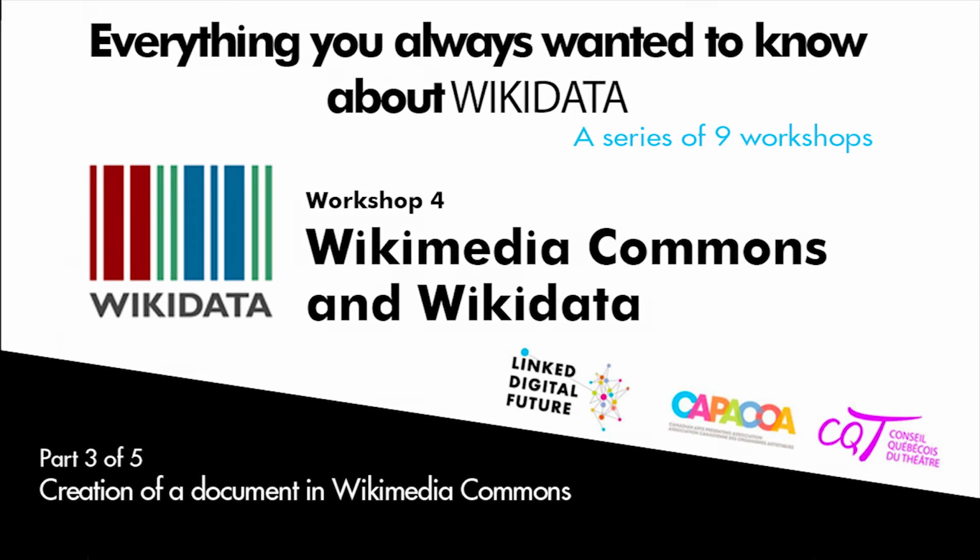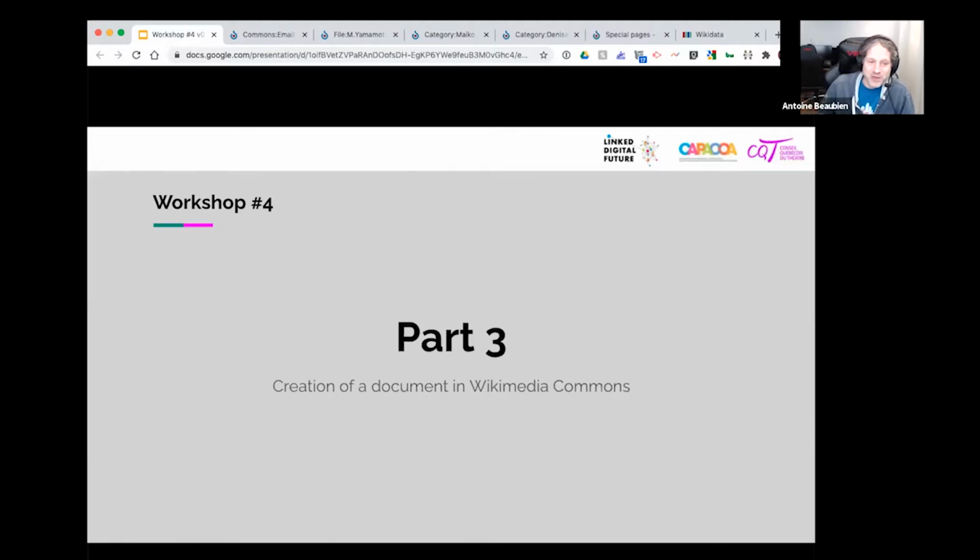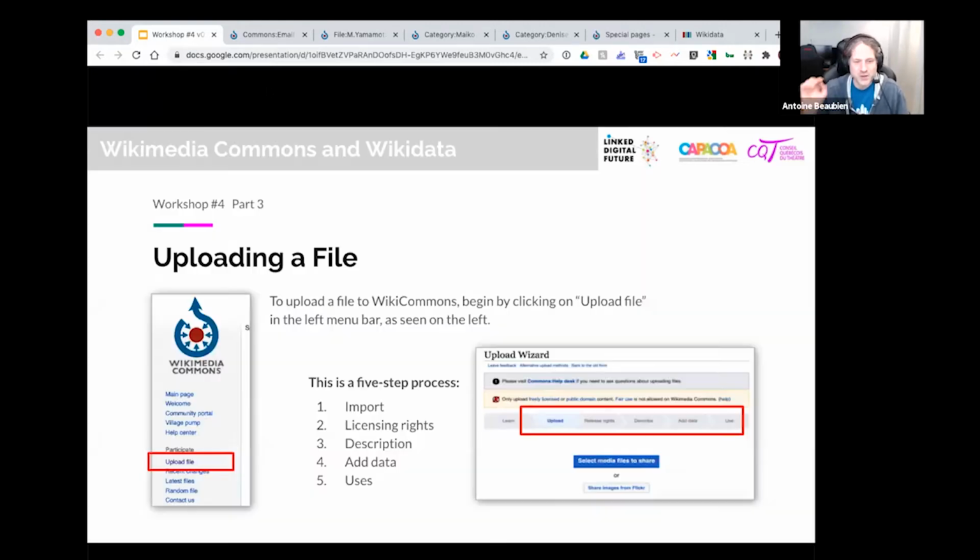Actually, we'll see the topic again in part 3, because in part 3, we're going to upload a file into Wiki Commons. So this is the creation of a document in Wikimedia Commons. Basically, there are 5 steps when you upload a file.